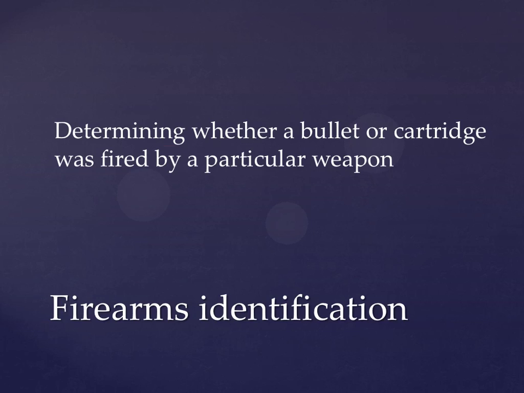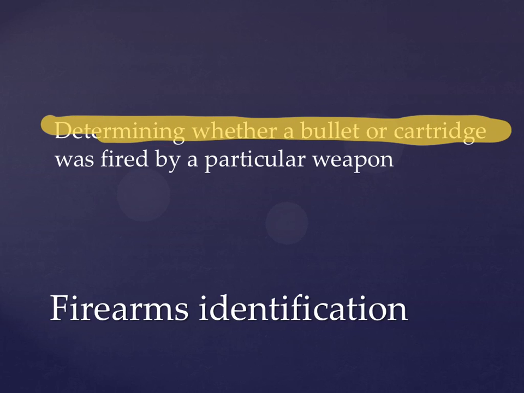All right, so the whole purpose or reason for ballistics or firearms identification is to determine whether a bullet or cartridge was fired by a particular weapon, a particular gun. So pretty much we're trying to match the bullet to the weapon that bullet came from. So I'm going to highlight that because that's sort of important. You should probably highlight it as well.